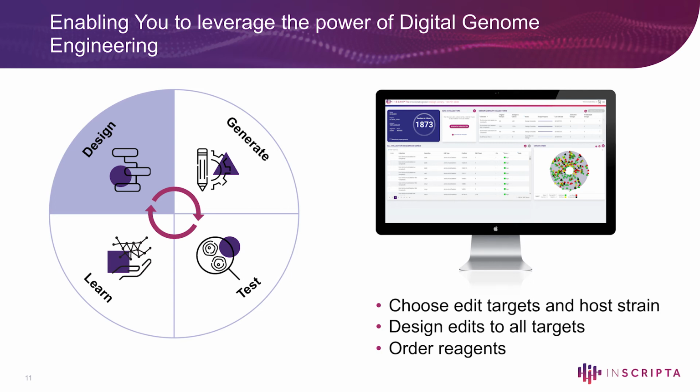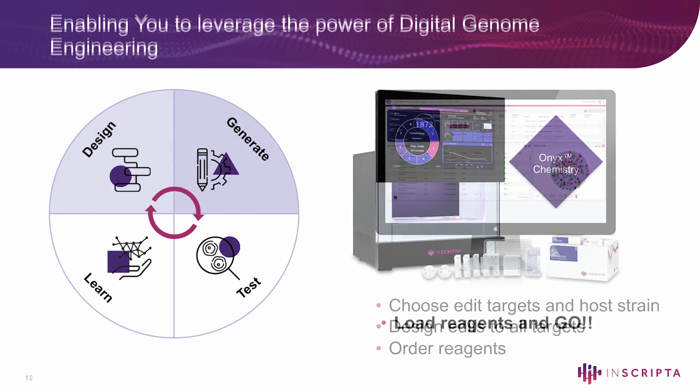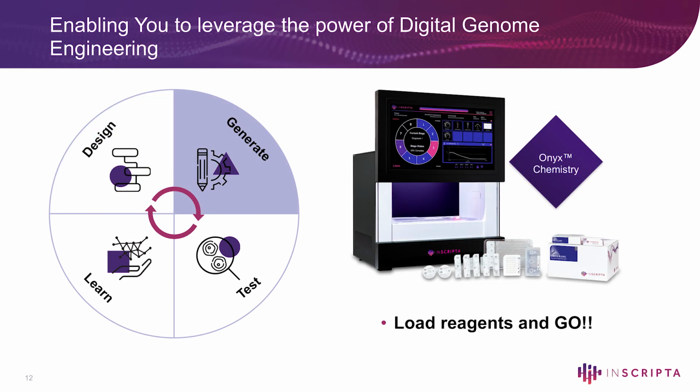And I'm going to show you how we enable you to walk through the entire DGTL cycle and move through it rapidly over multiple cycles. It starts with the software. You come to our portal, you enter your targets, and what our software does is it will help you create designs at the push of a button. And you order reagents from our portal. The next step is the reagents reach your benchtop in about 3 weeks. You load it on the instrument and go. Yeah, that's it. You just load and go.